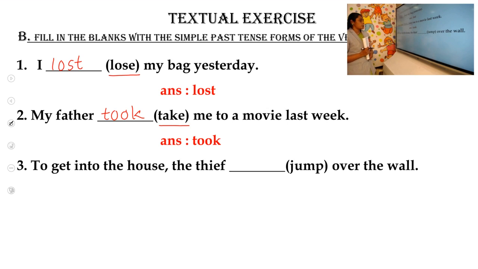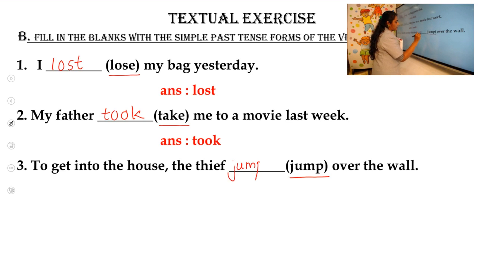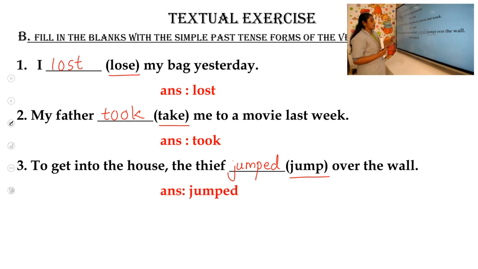Third one, to get into the house, the thief jump over the wall. Here, there is also a present tense verb. We have to change it into past tense. What is the past tense of jump? Jumped. J-U-M-P-E-D, jumped. To get into the house, the thief jumped over the wall. Answer. Okay?